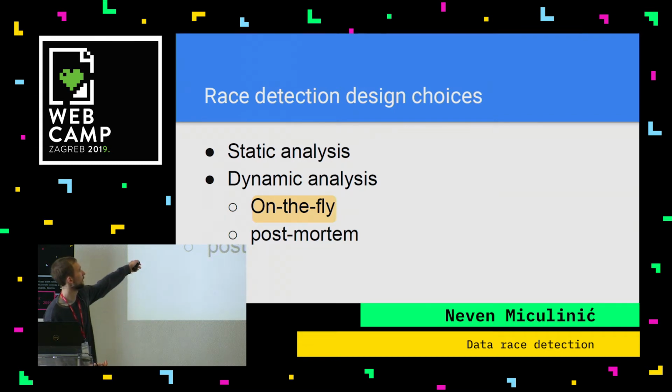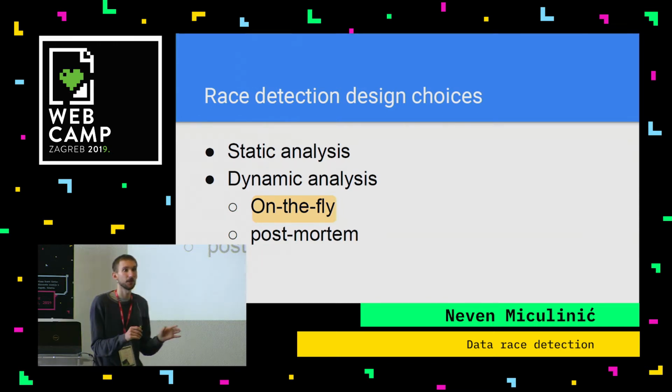In dynamic analysis, you can do it on the fly. So as the program is running, you evaluate whether the data race has happened. Alternatively, there are also some solutions where they emit all the events which happen in the system to some external storage, and after the program ended, they analyze it post-mortem to see if something weird happened, which is a possible data race. Go's is on the fly.